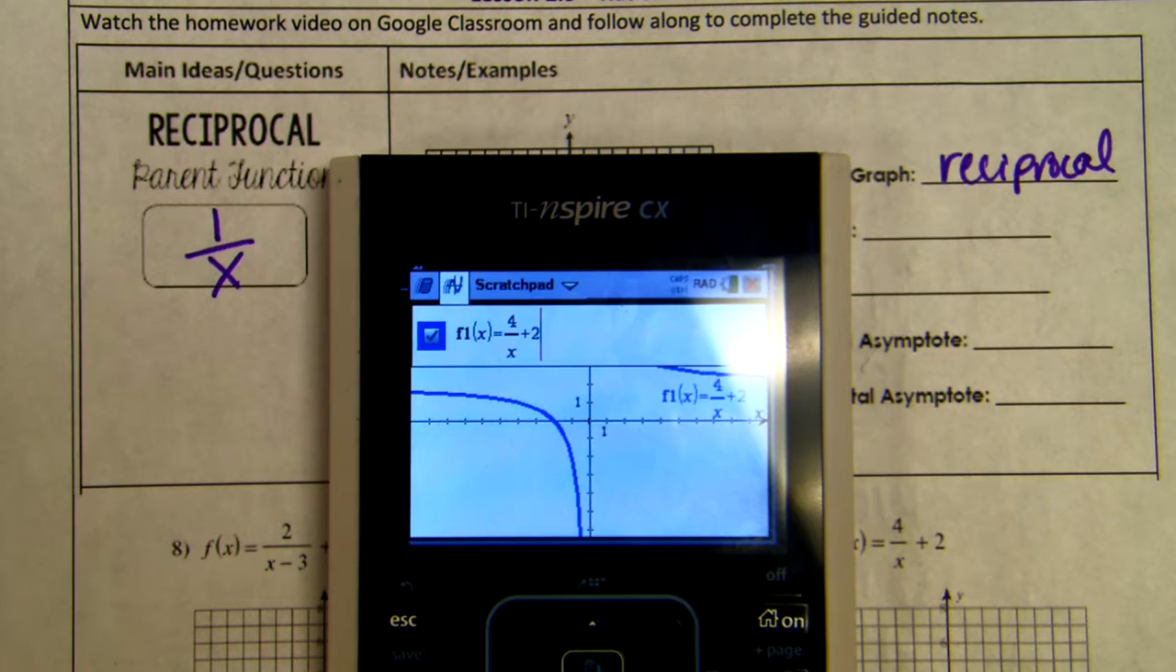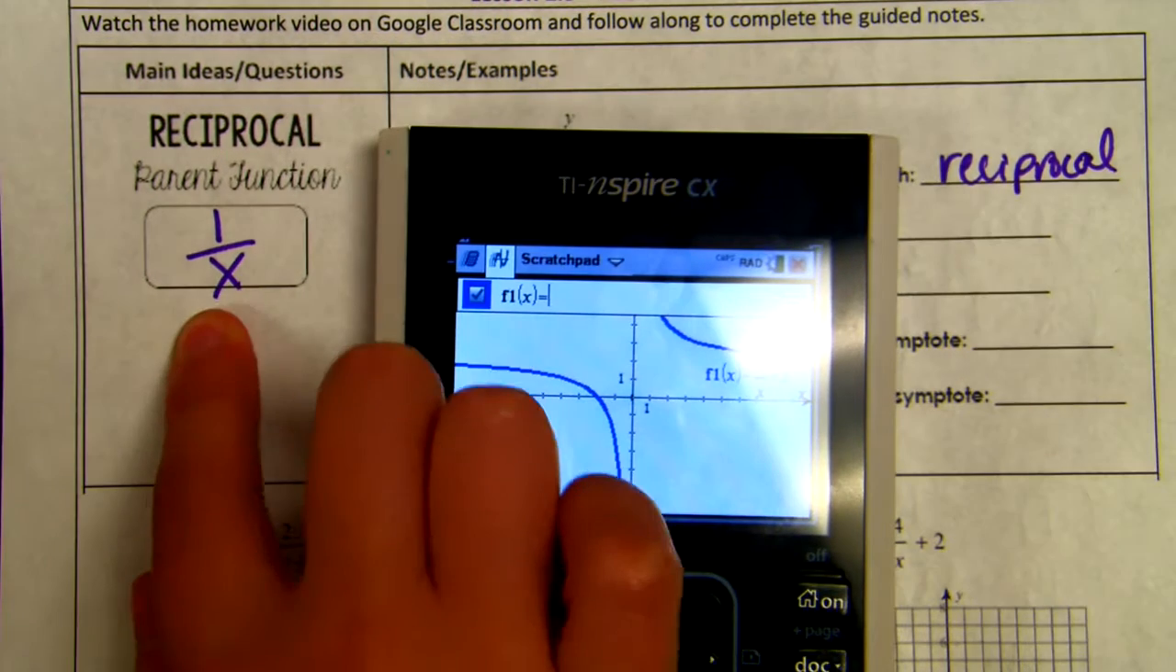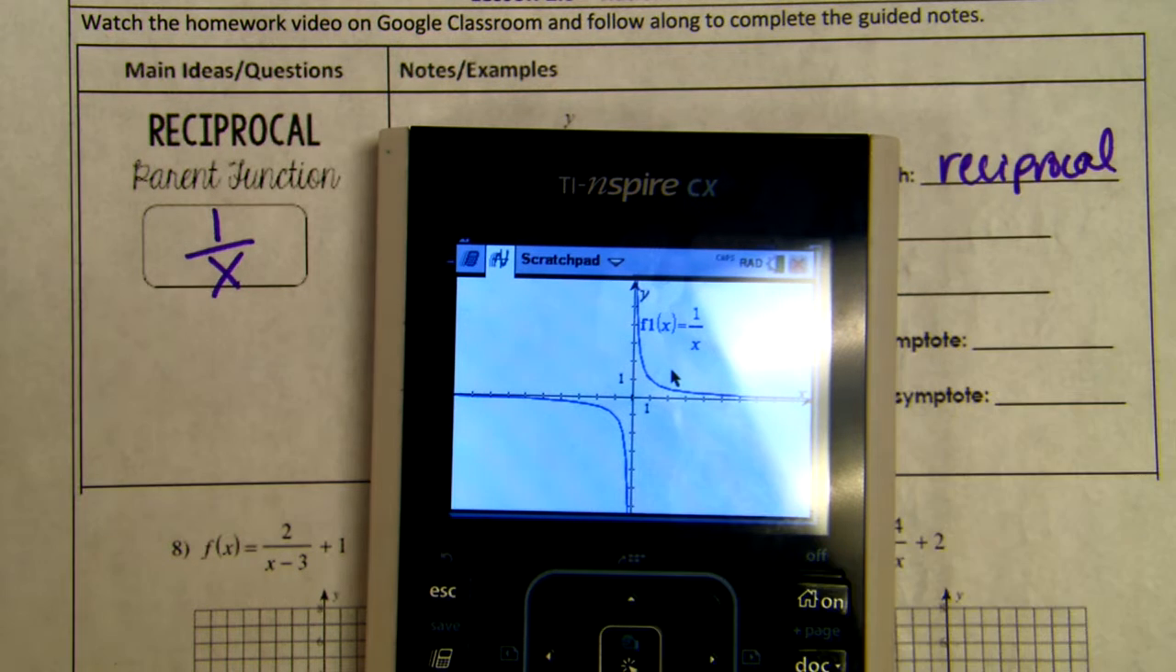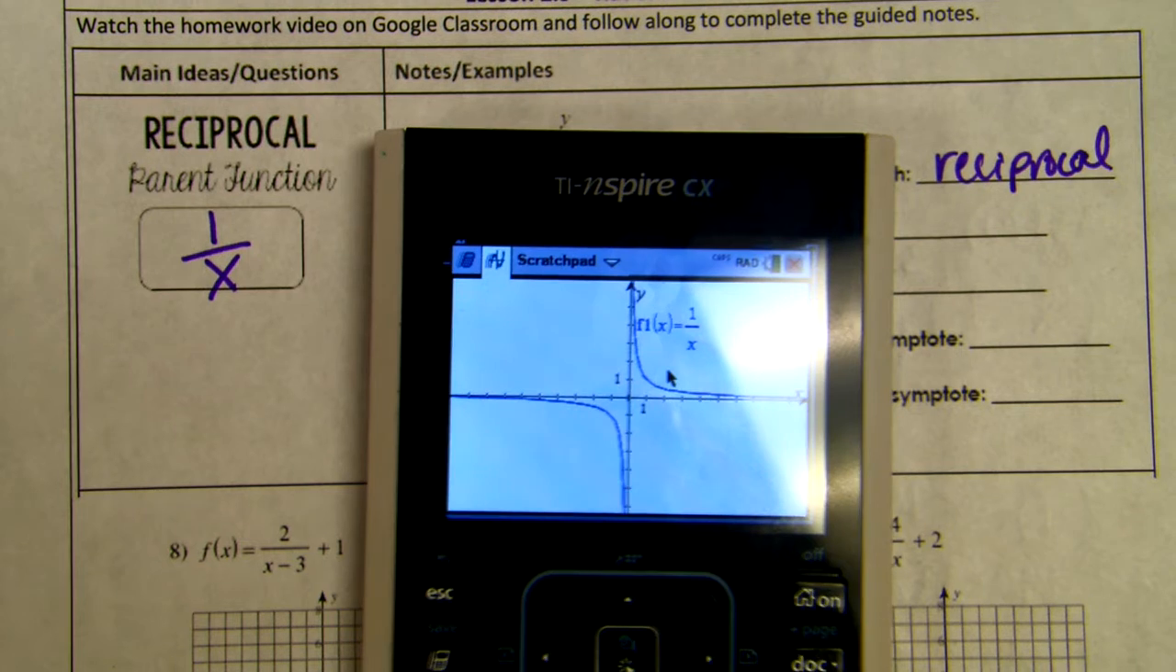Okay, so clearing that out, I'm going to graph my parent function right there, 1 over x. Hit enter. Hopefully something will happen. And my graph shows up right there. Let me move this to the side.